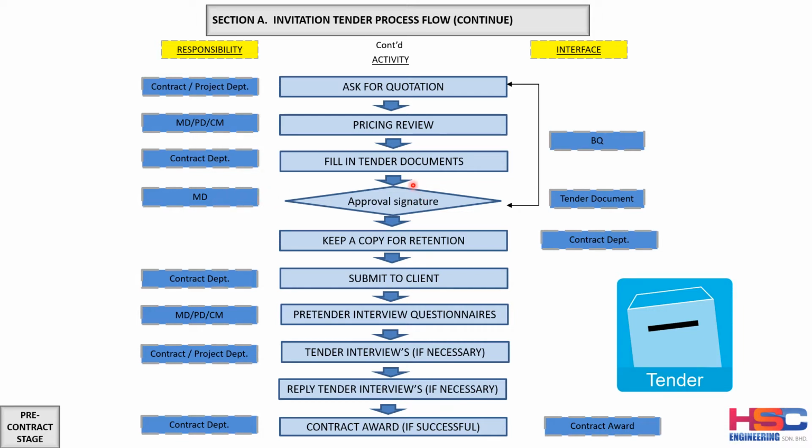If there is no comment from the managing director, they proceed. If there is any comment, the contract department and the contract manager have to go back to the pricing review and again fill in the tender document for whatever the changes. Then again, they have to seek approval from the managing director. Once the managing director gives the approval, the contract department has to make a copy for retention as its own copy, and the contract department will submit the original copy to the client.